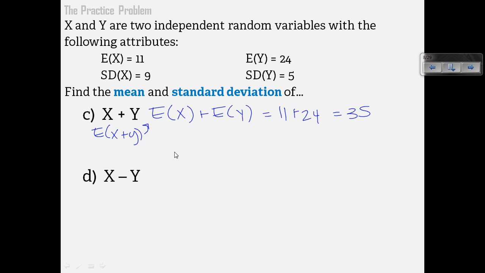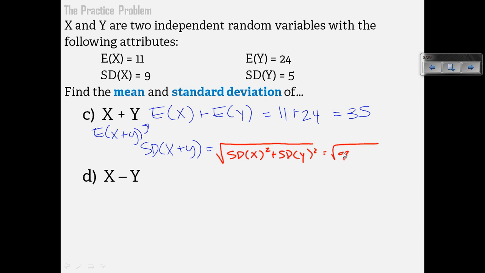Yeah, I went there. So, the standard deviation of x plus y. Well, for this one, we can't just do the standard deviation of x plus the standard deviation of y. We would have to find the variance and then take the square root of it, or we can just use our formula, which was the square root of the standard deviation of x squared plus the standard deviation of y squared. So in this case, the square root of 9 squared plus 5 squared, which is the square root of 106, or about 10.3.